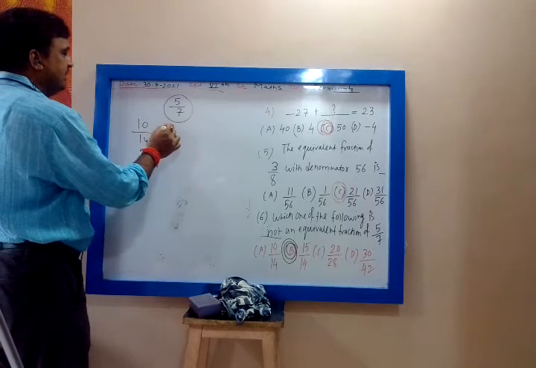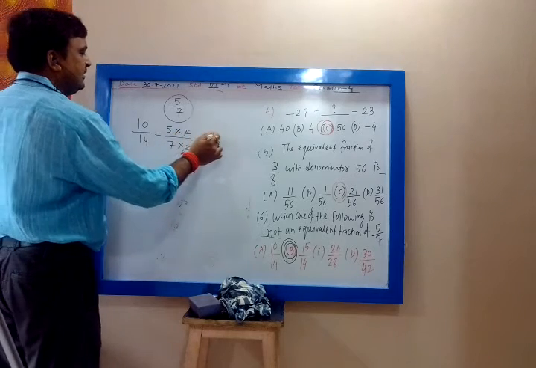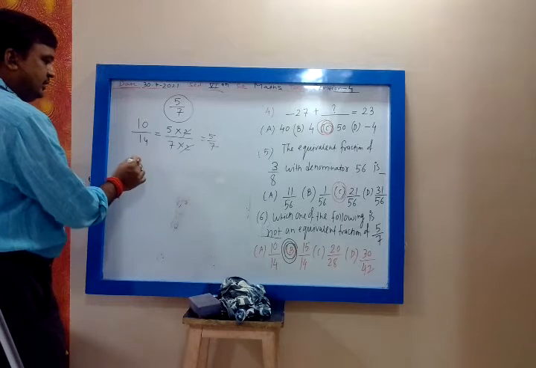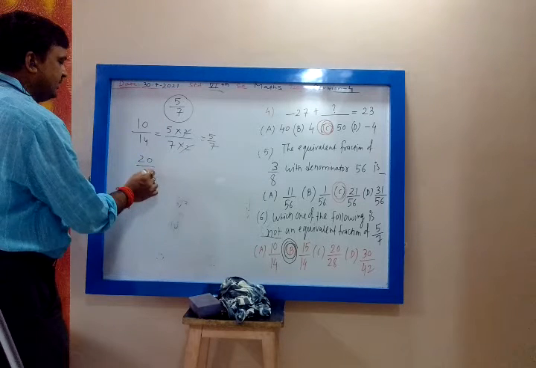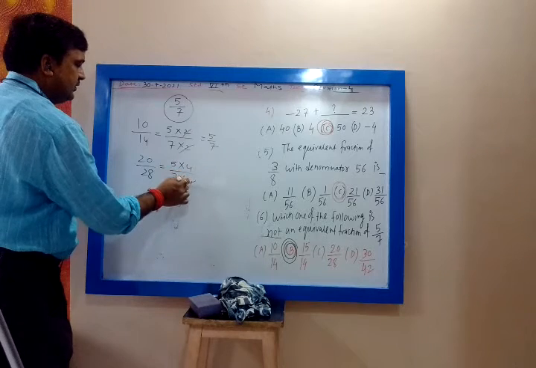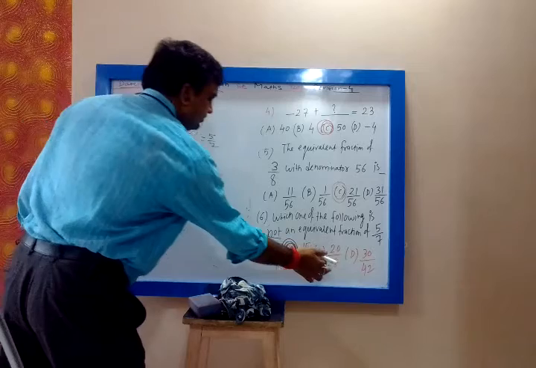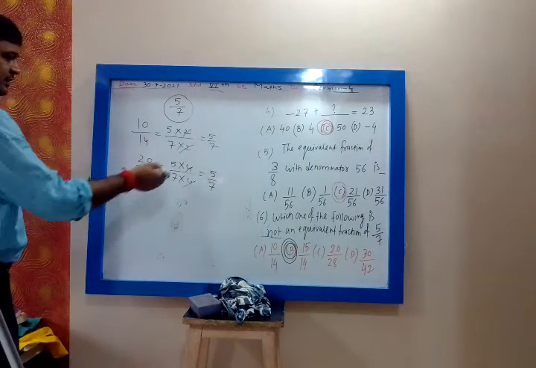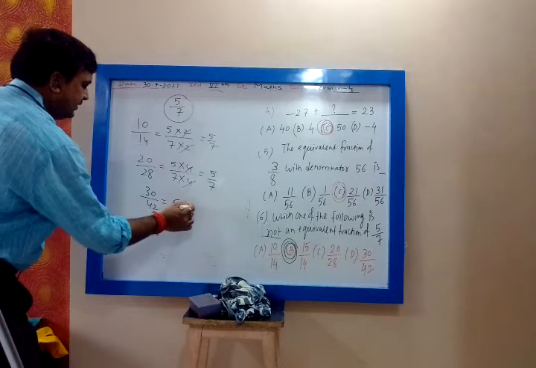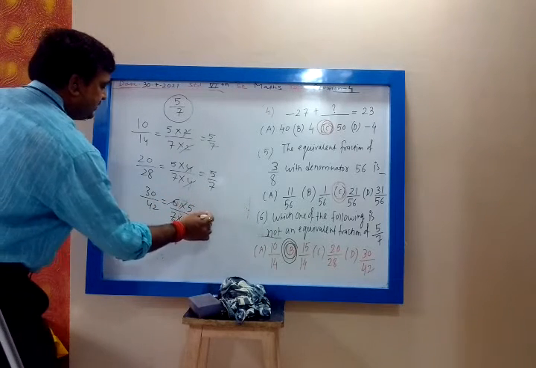When you cancel the common factor, 5 2s are 10, 7 2s are 14. This becomes 5 upon 7. So this is equivalent. What about the next, 15 upon 14? Then let me see 20 upon 28. 5 4s are 20, 7 4s are 28. It is equivalent. 30 upon 42: 5 6s are 30, 7 6s are 42. 6 gets cancelled, 5 upon 7.